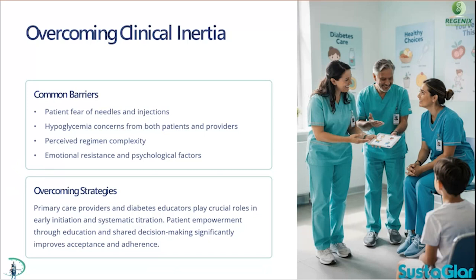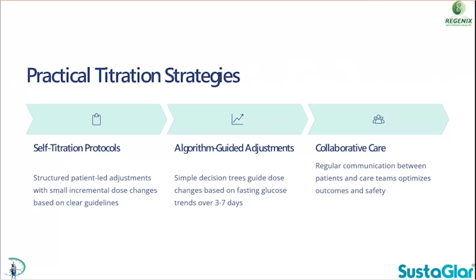initiation and systematic titration. Patient empowerment through education and shared decision making significantly improves the acceptance of the therapy and adherence to the therapy. Self-titration protocols: now you can even see there's an app you can download, the Dose Check app. The app works based on the FPG values. When you install the app, you just enter the FPG values on the 5th, 6th, and 7th day of the injections, then the app will calculate the next week's basal insulin dose based on the FPG values.